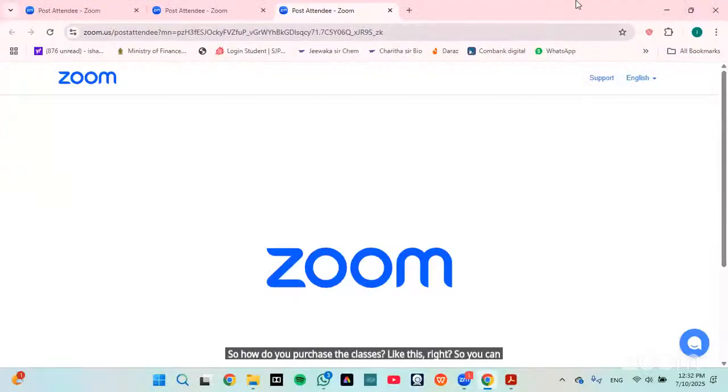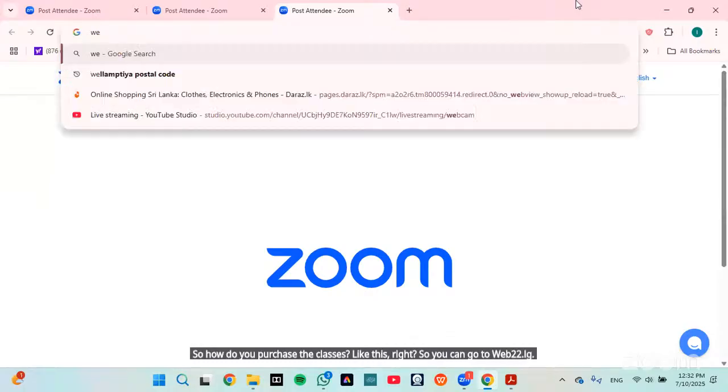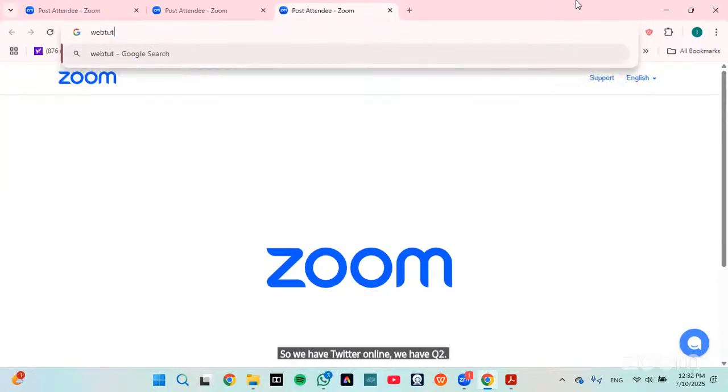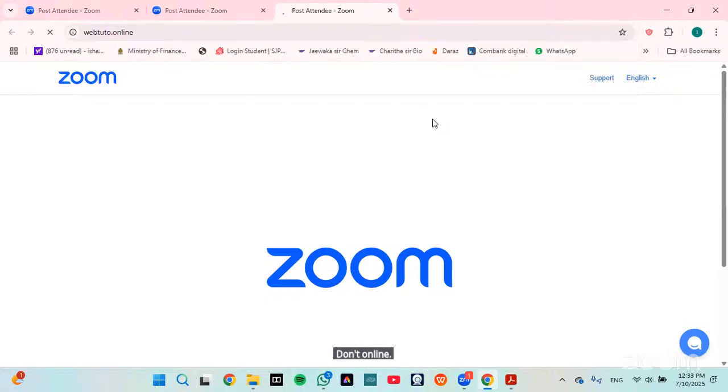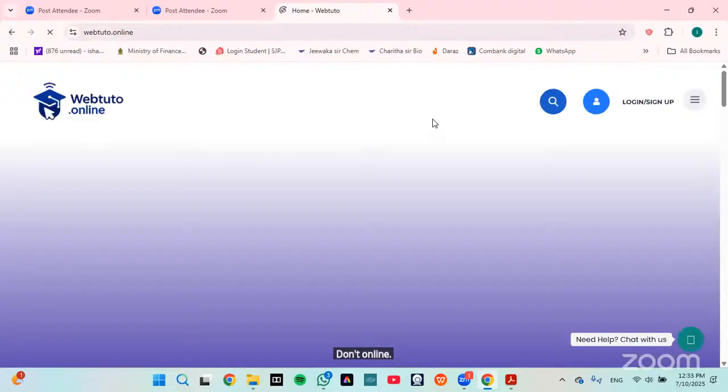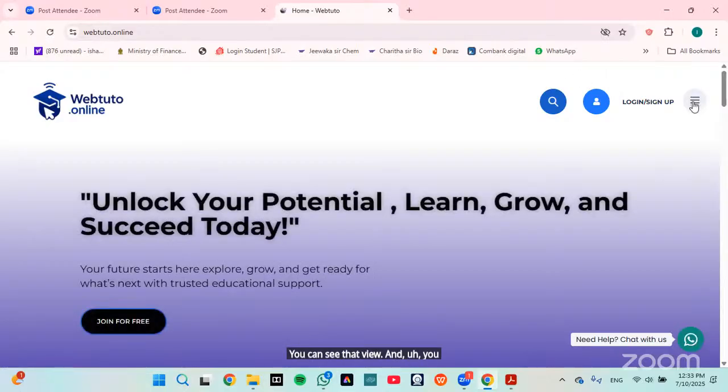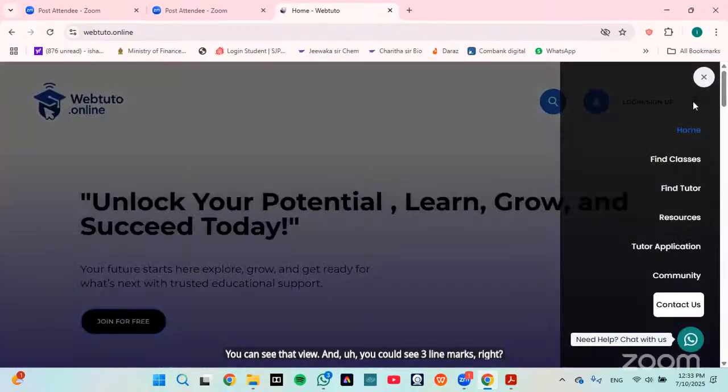So how do you purchase the classes like this? You can go to webtutor.online. Sorry, webtutor.online. Once you go there, you can see a tab here, and you could see this 3-line mark. Once you go there, you can see Find a Tutor. Click that.